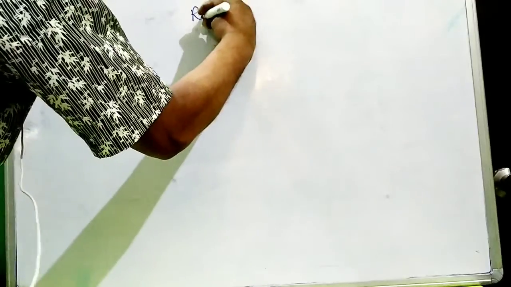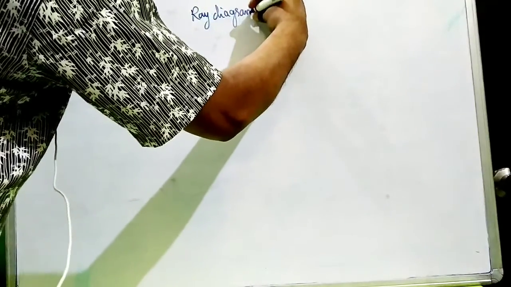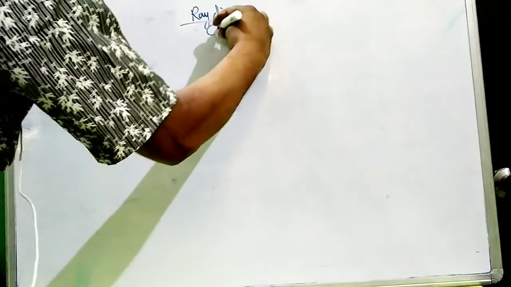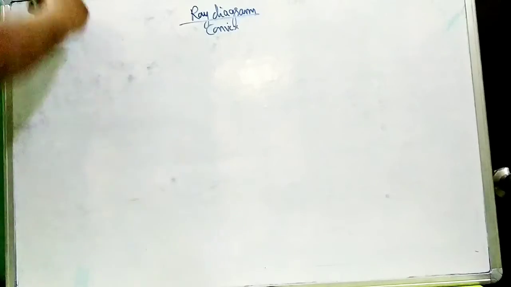Ray diagram. Ray diagram for convex lens. First, there are 6 ray diagrams.